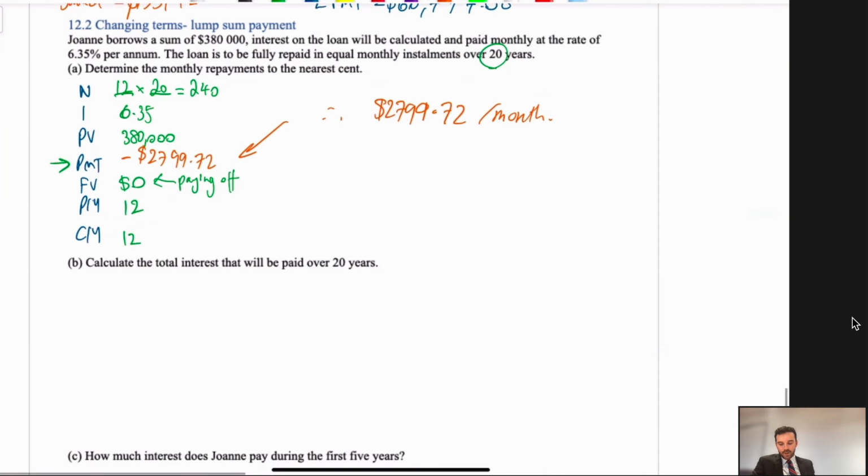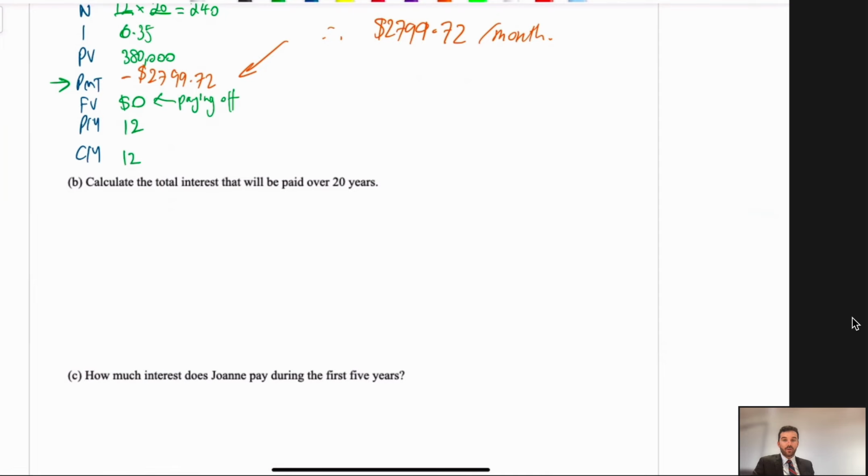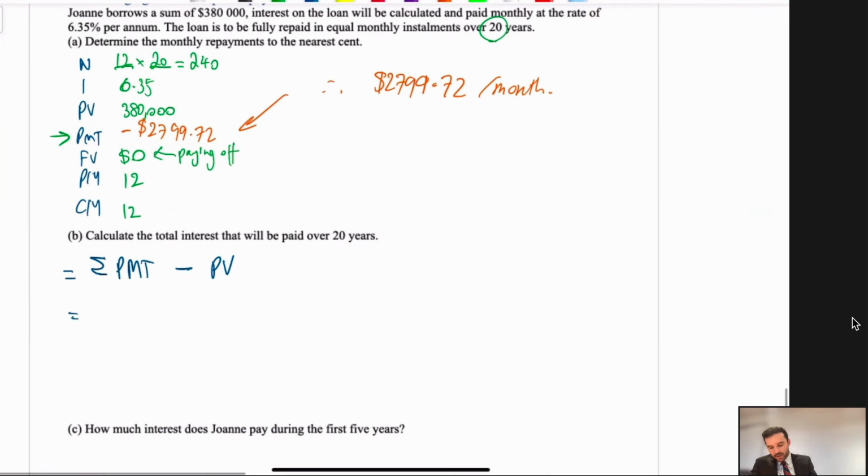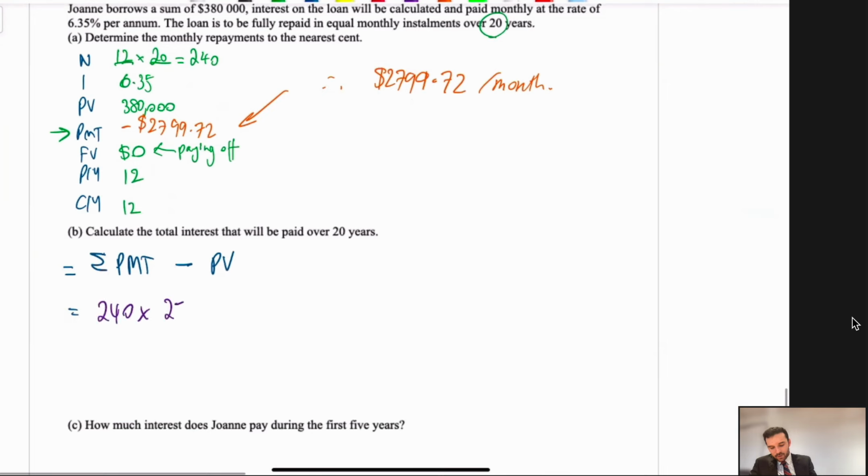Okay, next question. Calculate the total interest that we've paid over the 20 years. Now in this case here, you can go sum of payments and then deduct the principal and everything. You can do it that way. What I'd recommend doing is using the amortization app instead. So we're going to do the slow way, sum of payments, and then we take off the PV, and that works out the sum of interest, but I'd recommend using the other way instead.